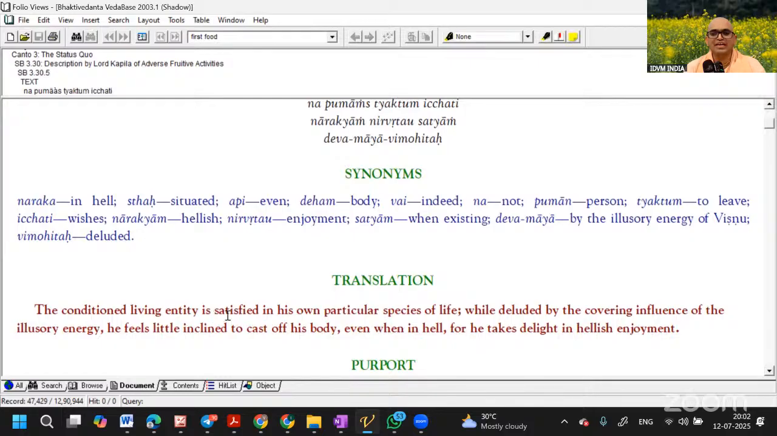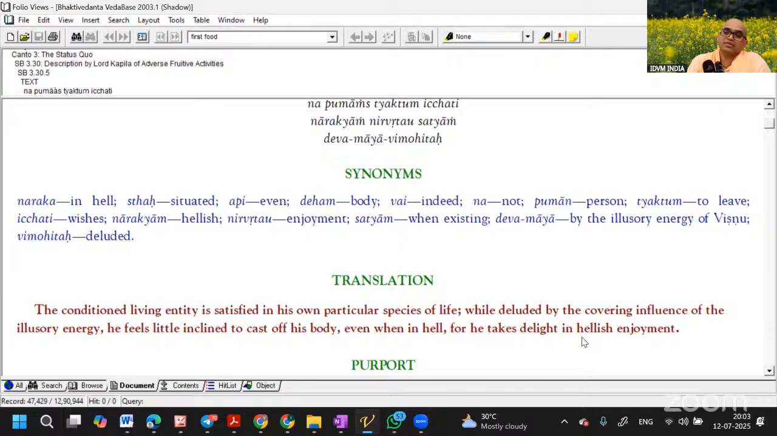The conditioned living entity is satisfied in his own particular species of life, while deluded by the covering influence of the illusory energy. He feels little inclined to cast off his body, even when in hell, for he takes delight in hellish enjoyment. Example is Indra. In every body he tries to enjoy. This conditioned jivatma, which is covered by avidya and the false ego, feels or claims that I am happy here.